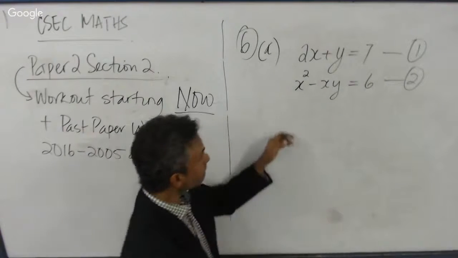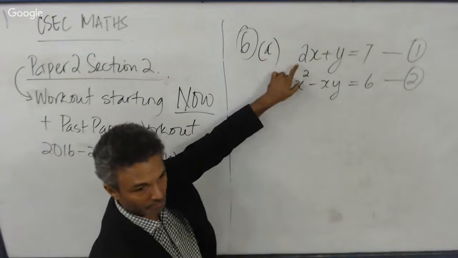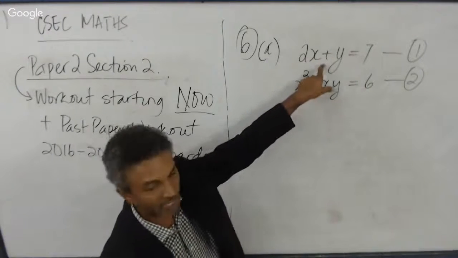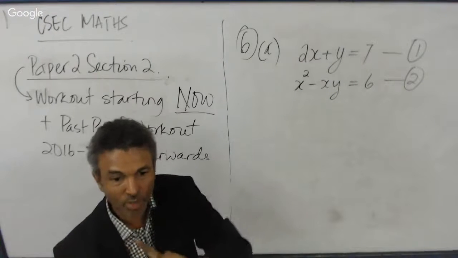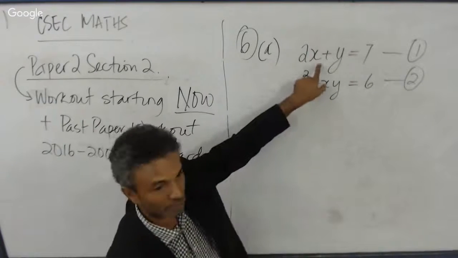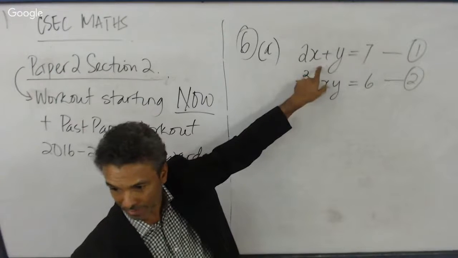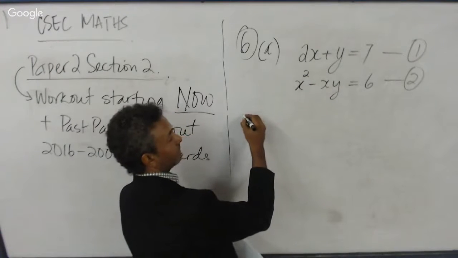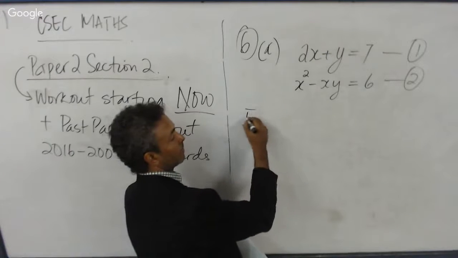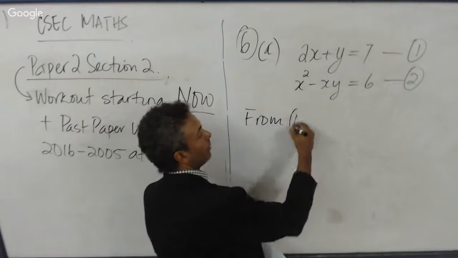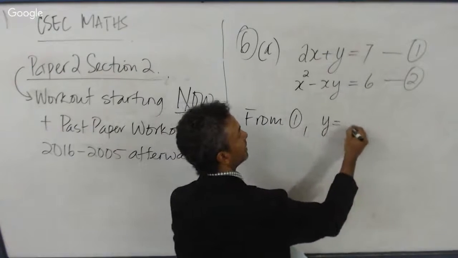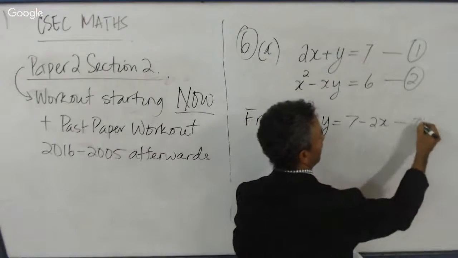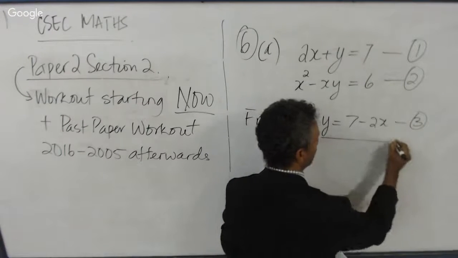This is one that you solve by substitution. Normally, you look for the linear one. The linear one is the one that does not have xy or x squared. Make either x the subject or y the subject, the one that you find easier. Like in this case, from equation 1, we could say y equals 7 minus 2x. And now I'll call this equation 3.